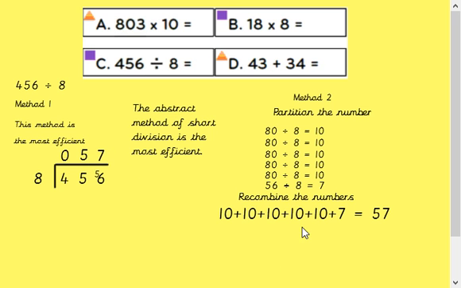Method 2, we could partition. I've broken it up into chunks of 80 because it's a nice round number and 10 eights are 80. So 80 divided by 8 would be 10. I do that until I can't do any more 80s. I've got 56 left. 56 divided by 8 is 7. So we end up with 10, 20, 30, 40, 50 plus 7, 57. And you can see that they match.